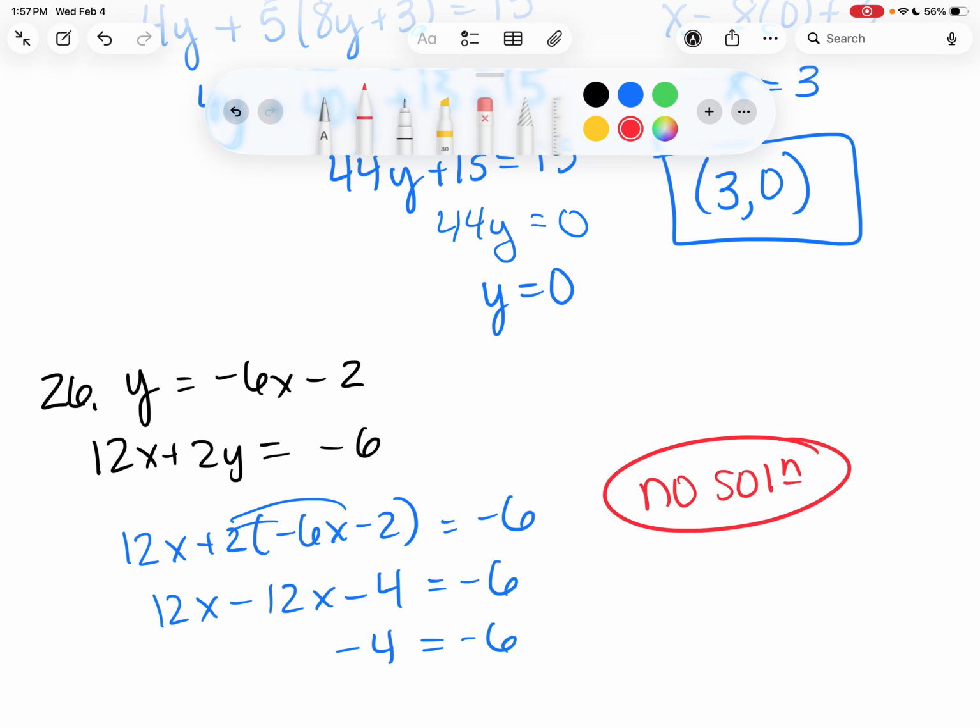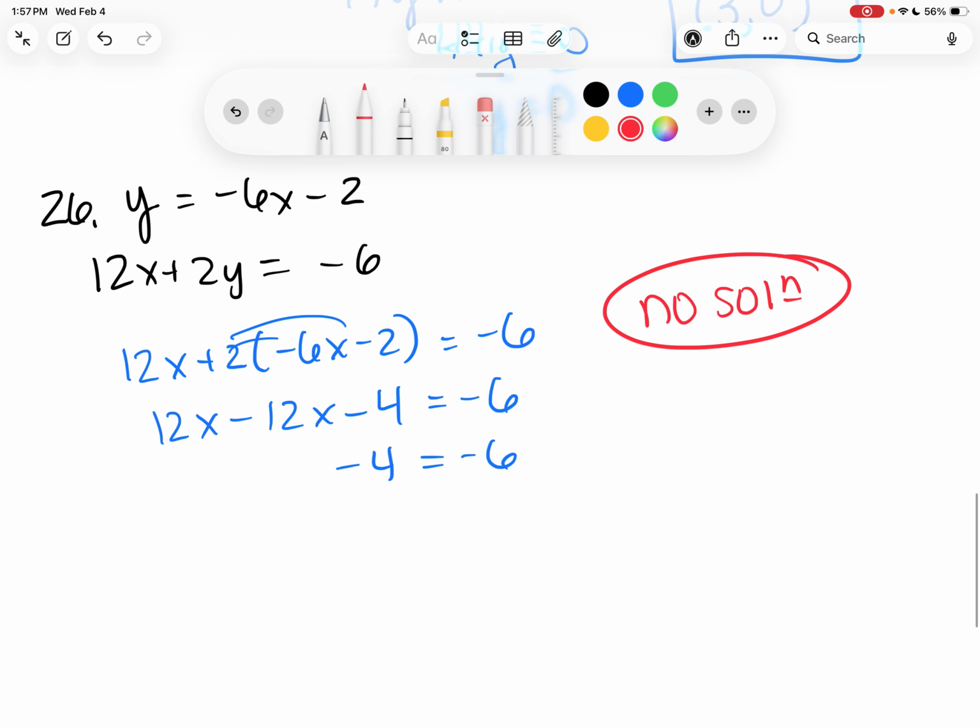All right, what do we get? No solution. Negative 4 equals negative 6. Yep, no solution. Oh my gosh, I'm so smart. Yep, so I plugged in the negative 6x minus 2 for y in the bottom equation. When I distributed, I got 12x minus 4 equals negative 6. The 12x's cancel with each other, so you have negative 4 equals negative 6, which is a false statement, so no solution.